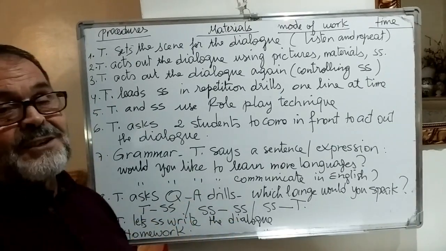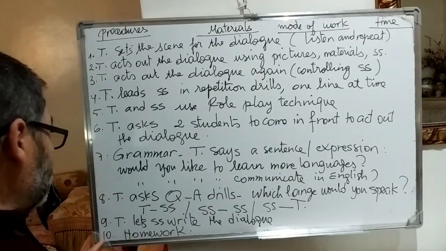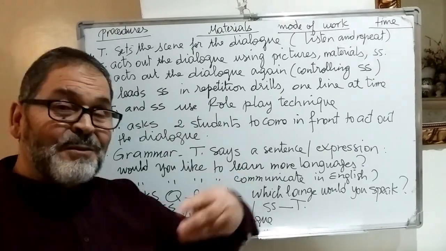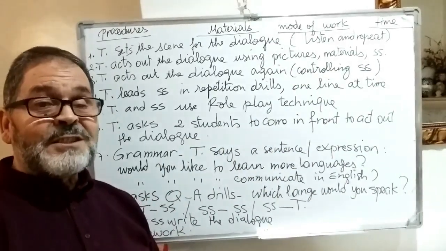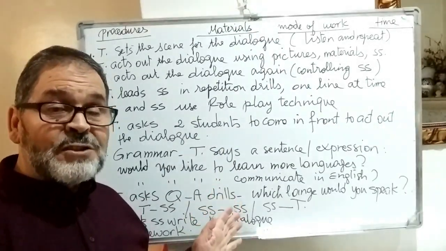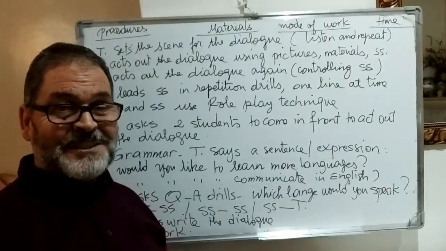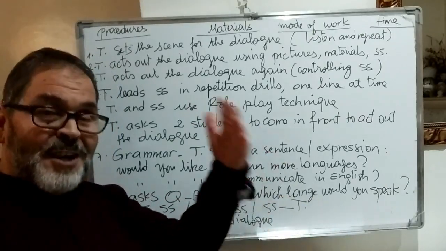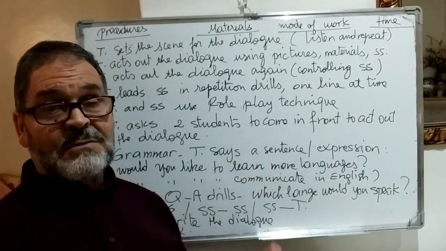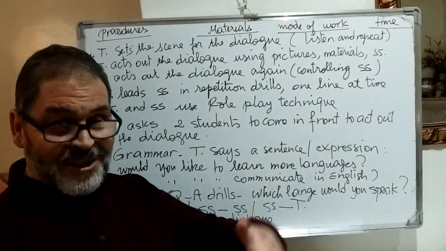Right, number 9, teacher lets students write the dialogue in their copybook, of course. And number 10, the last step is homework. You give homework or assignments to the students to prepare. So here, the homework is to let them memorize the dialogue. You say, next session, please, you are going to act out the dialogue without looking at your copybook or without hesitation. Try to learn it.